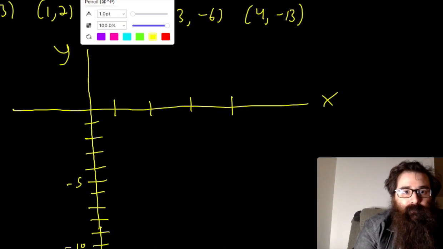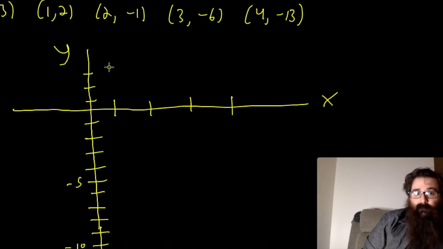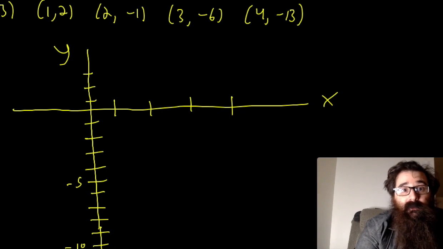And I can start plotting points. Well, let me get a scale up in the y direction. I'm going to need that as well. So positive 1, positive 2, positive 3. Looks like what I'm going to need. Should be good to go. Should be all right.